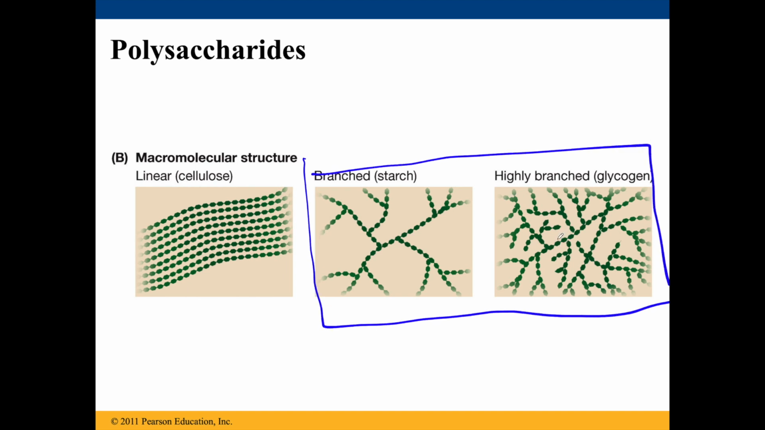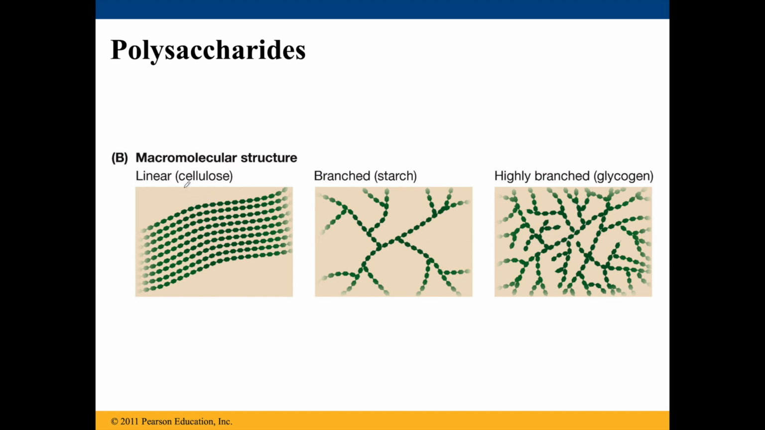So let's say you need some energy. What you're going to do is take this glucose molecule and break it off of the glycogen and use that glucose for energy. Okay, so starch is in plants, glycogen in animals, both long branched chains of glucose for later energy use. Cellulose is in plants, but it's not a long branched chain, it's a long straight chain of glucose.